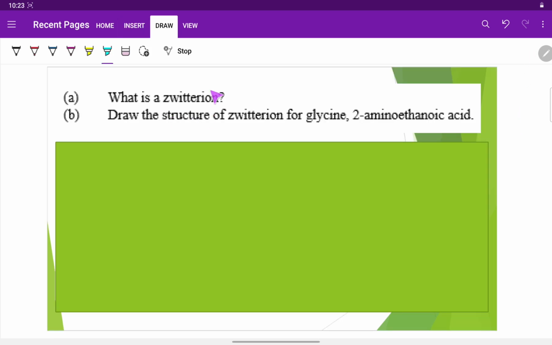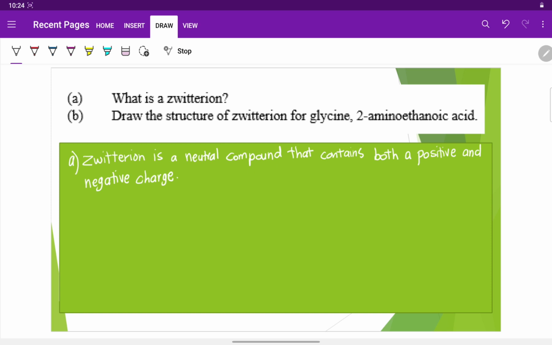Okay, so let's look at your tutorial question. Question A. What is a zwitter ion? So, the definition, zwitter ion is a neutral compound. Dia adalah neutral compound, contains both a positive and negative charge. Walaupun dia ada charge positive and negative, tapi disebabkan negative 1, positive 1, so it's totally a neutral compound.